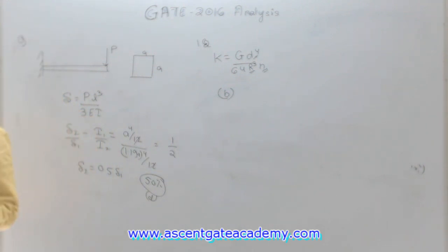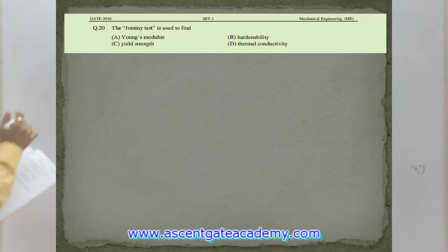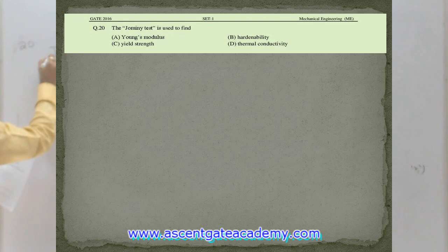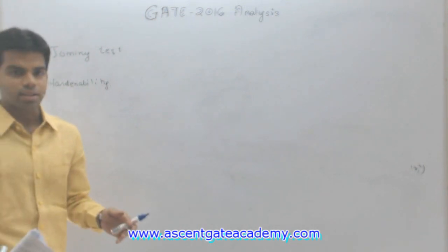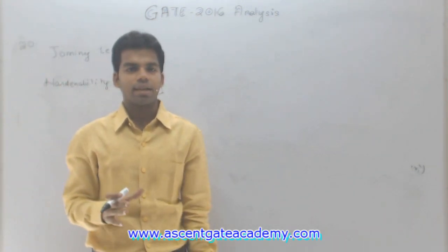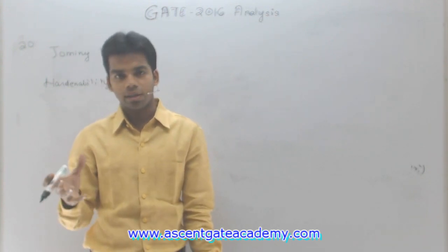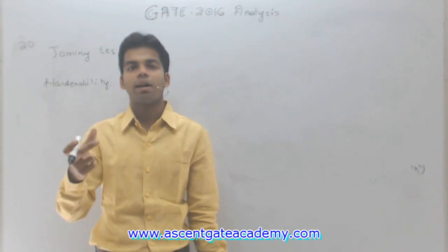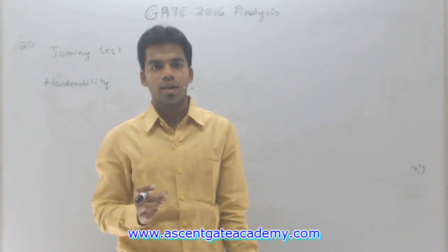Getting this? Next question is question number 20. Now, what does question number 20 say? The Jominy test is used to find. Okay, this Jominy test is used to find the hardenability of the material. Now hardenability is not hardness, don't get confused with hardness. Hardenability is actually the ability to get hardened for a particular material, the ability to get hardened for a particular depth under particular set of situation. That is known as hardenability.